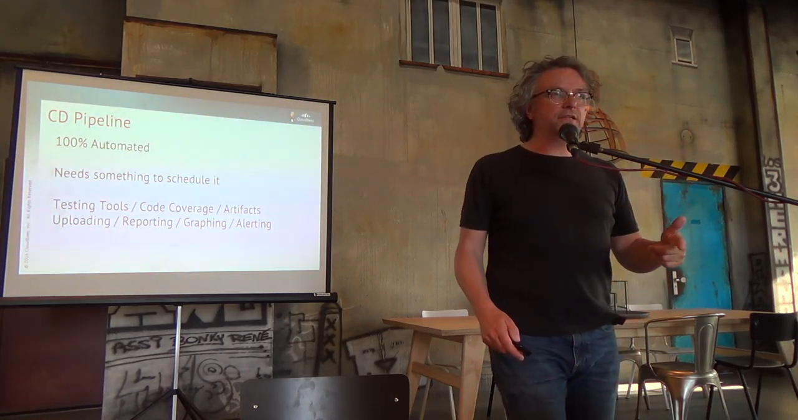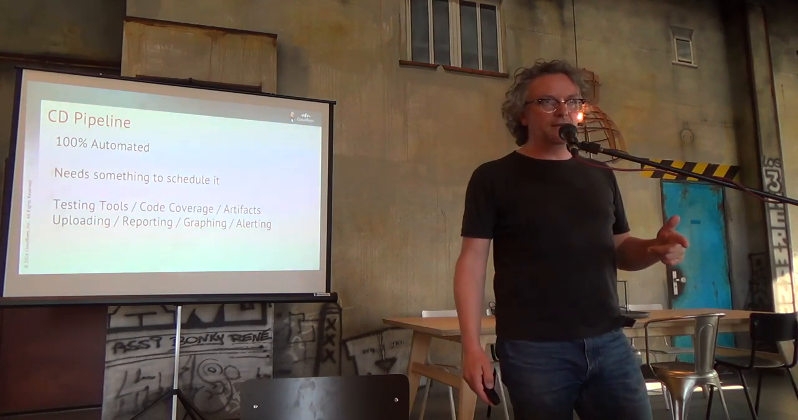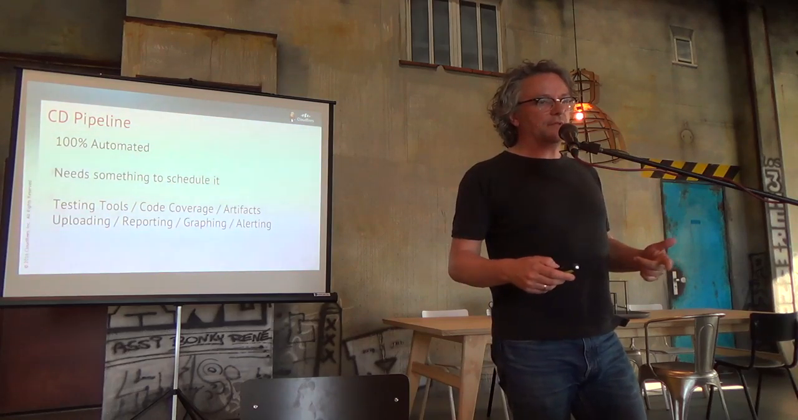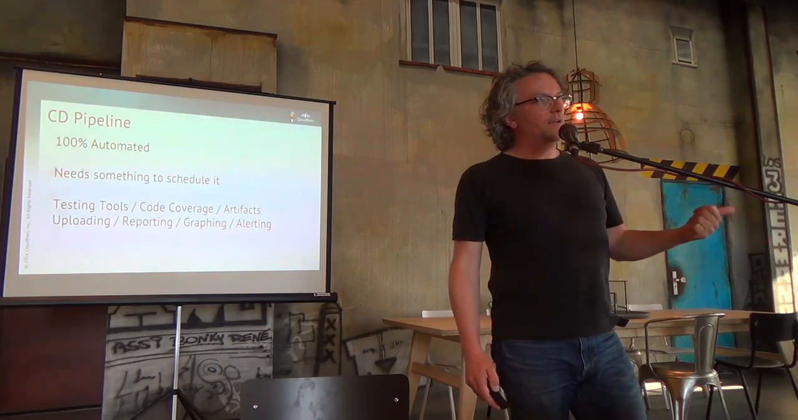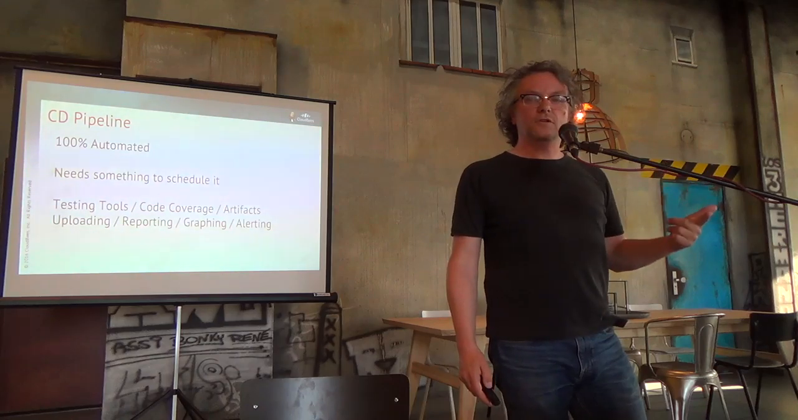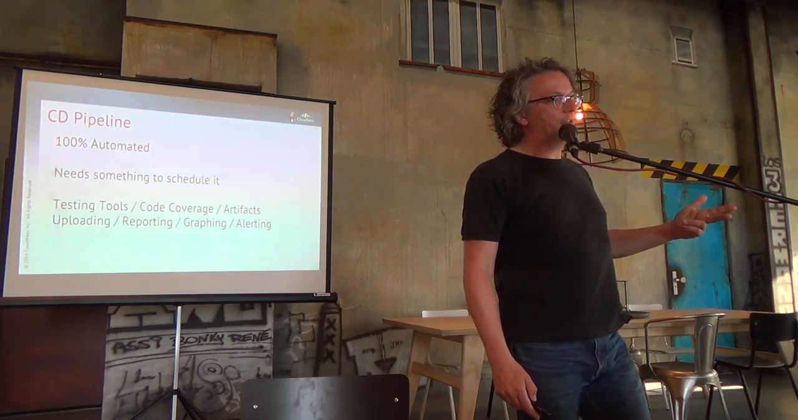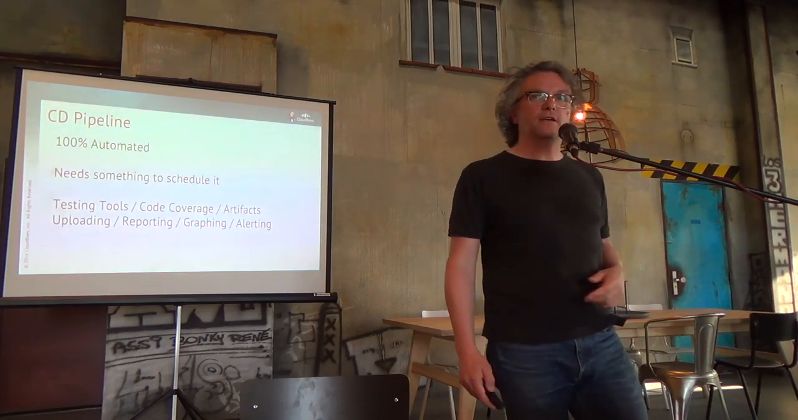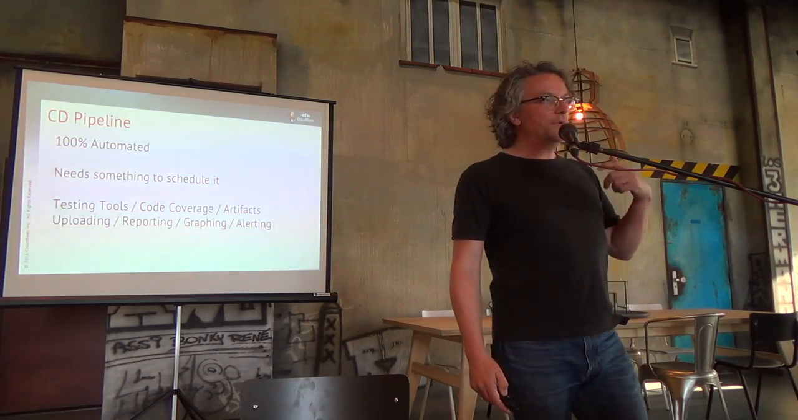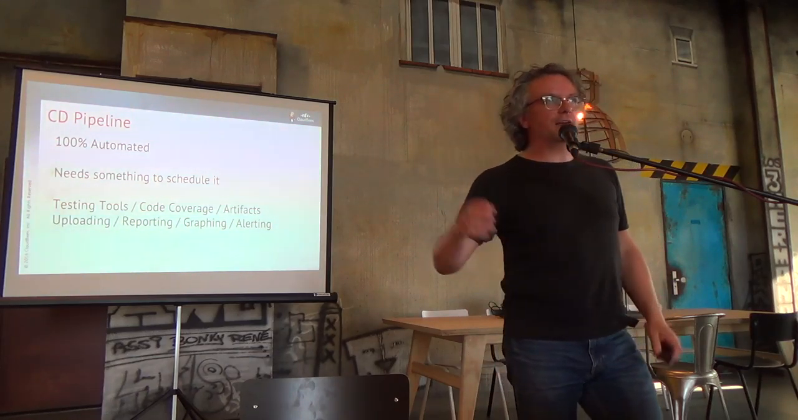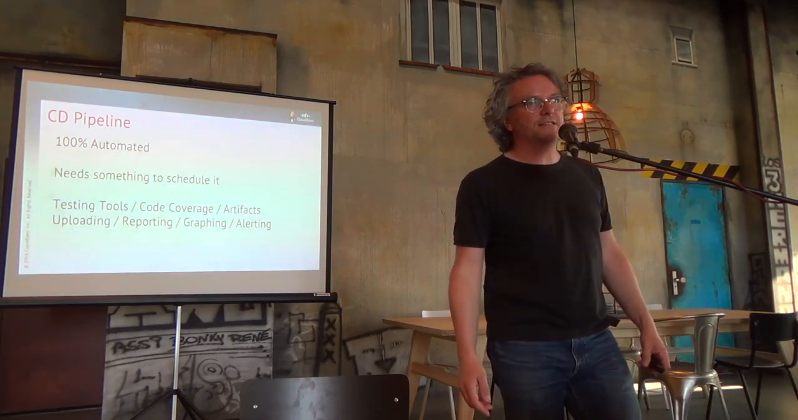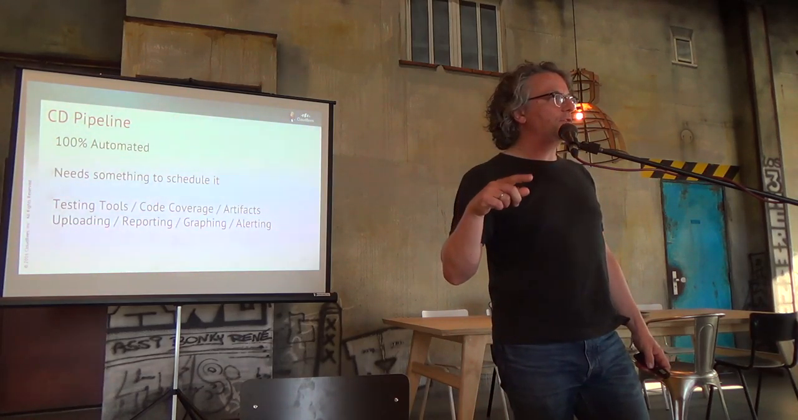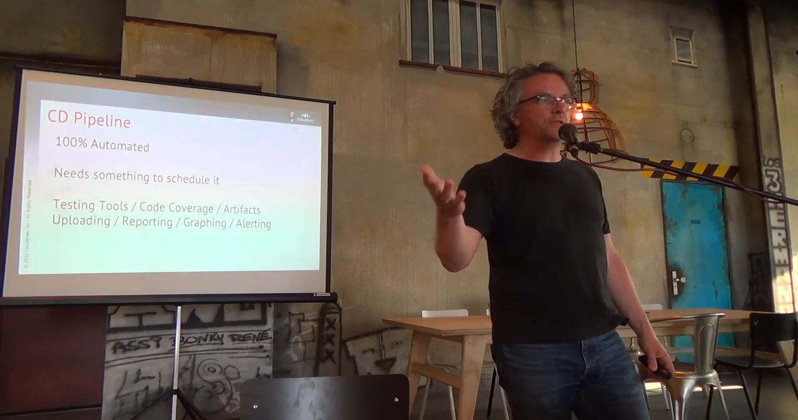Getting back to Jenkins. Jenkins is supporting the continuous deployment pipeline. You need it to be 100% automated, but that automation needs something to schedule it, and that's Jenkins. It needs to schedule your testing tools, code coverage tools, and uploading the artifacts to, for instance, Artifactory or Nexus. Jenkins is also good for reporting, because one thing with Jenkins, as I've always said, is that it's absolutely ugly. But it does a good job of making reporting so that you can see it later.